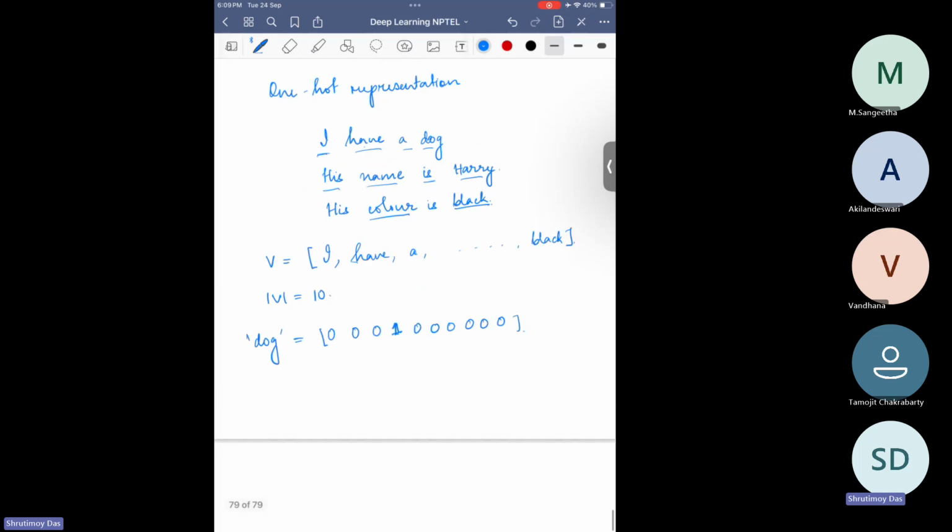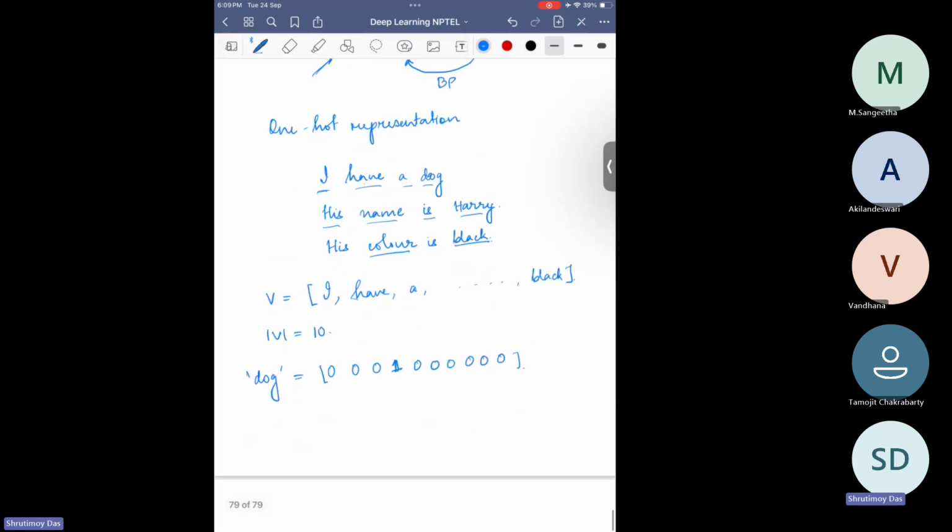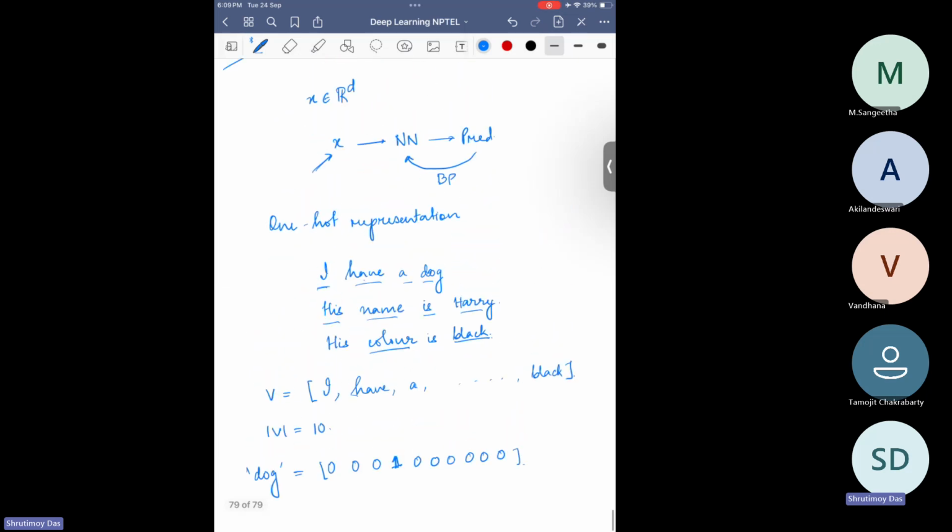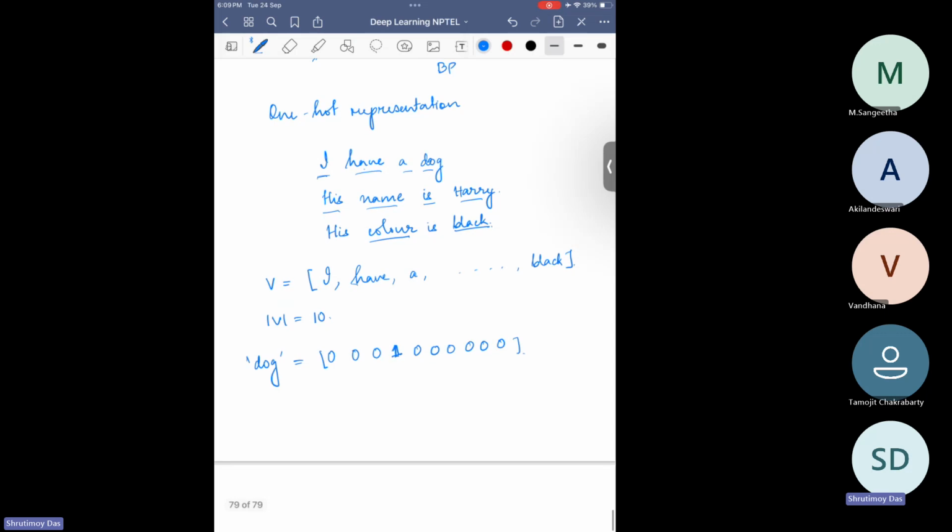So before going further, we have this vector x. Now you can use this x, which is the vector, and you can pass it to a neural network, and you compute whatever task that you want to compute. So this is a very naive way of computing vector representations of words.